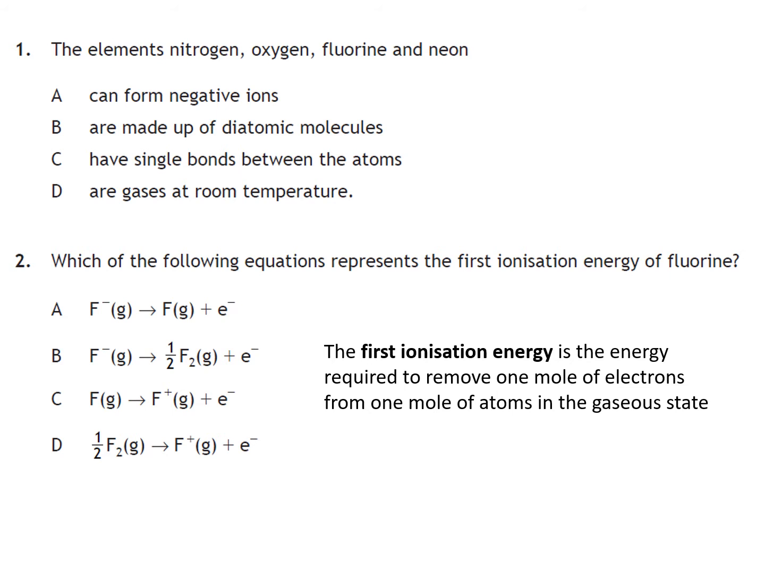Even though we're removing 1 mole of electrons from a fluoride ion, we're not removing it from an atom, so F negative there, that's what we're starting off with, that's the fluoride ion. Everything's in the gas state, so that's fine. In fact, everything for all of them, A, B, C and D are in the gas state, so it does fit that. It can't be B because again we're starting with the fluoride ion, and it can't be D because we're starting with a molecule, so half a mole of fluorine molecules.